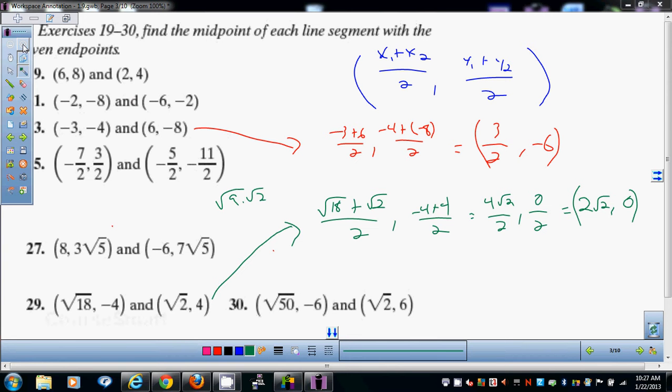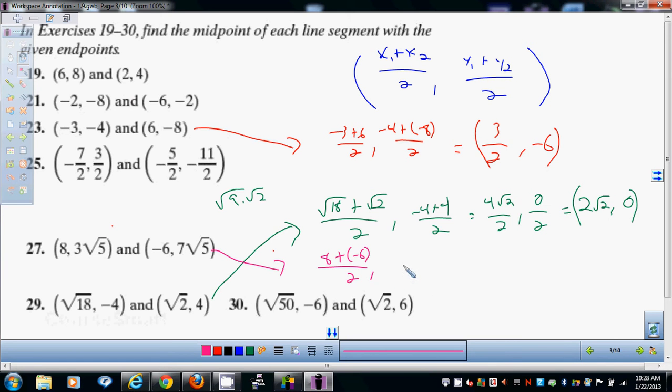27. Excellent. 27. x1 plus x2 over 2, comma, y1 plus y2 over 2. So that's going to be 2 over 2, which reduces to 1. 3 radical 5 plus 7 radical 5 is how much? 10 radical 5. 10 radical 5 over 2 becomes 5 radical 5, and that is your coordinate.